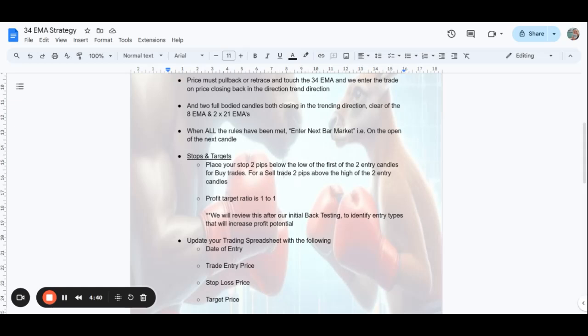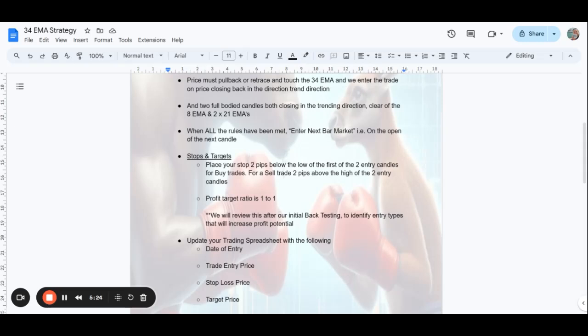We place your stop 2 pips below the low of the first of the 2 entry candles for a buy trade. So if we imagine we've got 2 bullish candles and there might be a little bit of a wick on one of them or a long wick, we're going to place it 2 points or 2 pips below that wick. For a sell trade, 2 pips above the high of the 2 entry candles. So again, if we've got 2 red candles, because we're going to be selling, we put it 2 pips or 2 points above the high of that wick. And again, we'll show that as we work through the charts.